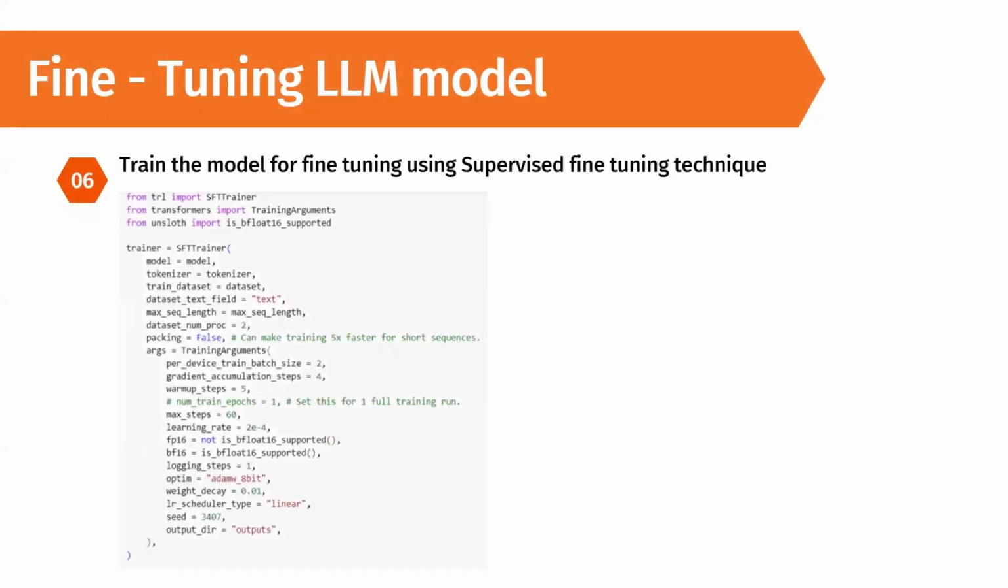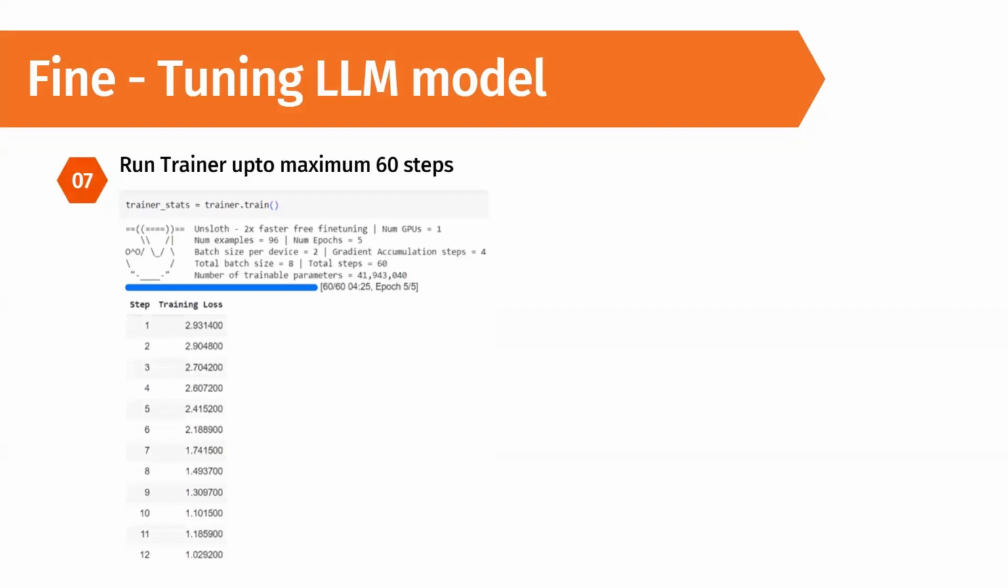Now coming to the training part of the model, we are using supervised fine-tuning technique. We are initializing all the model parameters, tokenizer, training dataset, as well as the main particular column that is text, from which the data is coming. And then we are defining the maximum number of steps. Now running the trainer up to 60 maximum steps as we defined earlier over here.